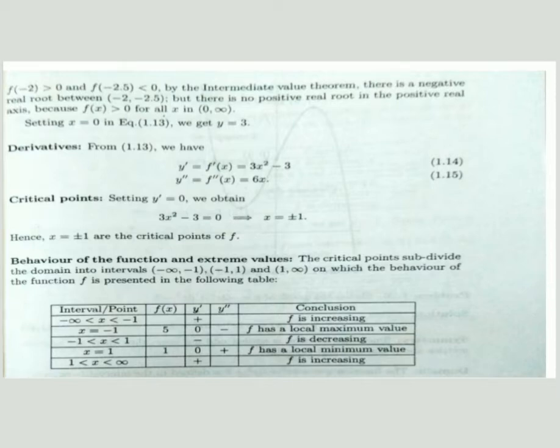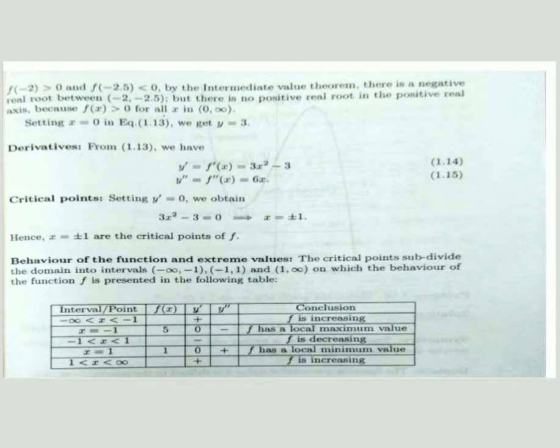Let us subdivide the domain into intervals: minus infinity to minus 1, because minus 1 is a critical point, next minus 1 to 1, and 1 to infinity. So let us see the behavior of the function. In the first interval, minus infinity to minus 1, y dash will be positive, because of all the negative values. So f is increasing. Similarly at x equal to minus 1, f of x will be 5, y dash is equal to 0, y double dash is negative. Therefore we can say that f has a local maximum value. Check all these values.